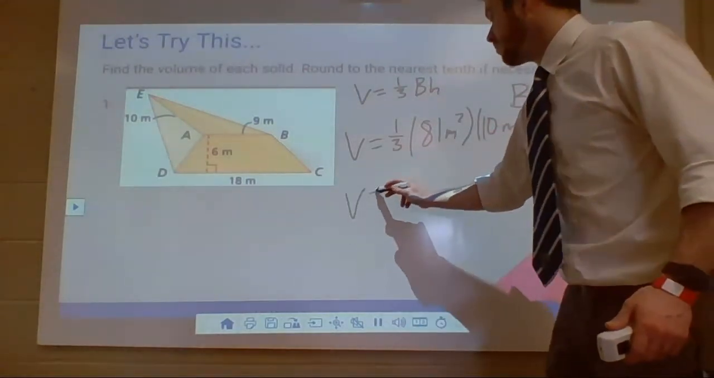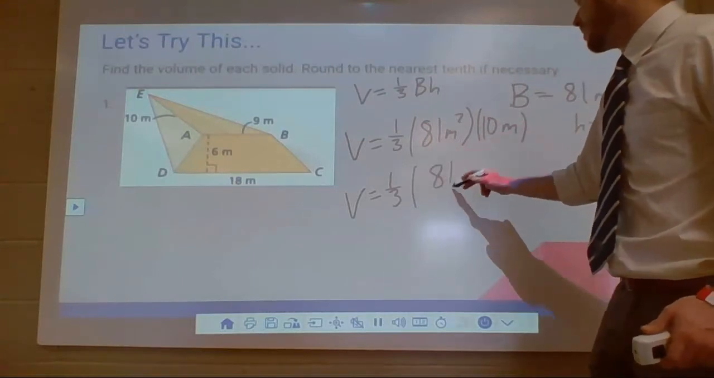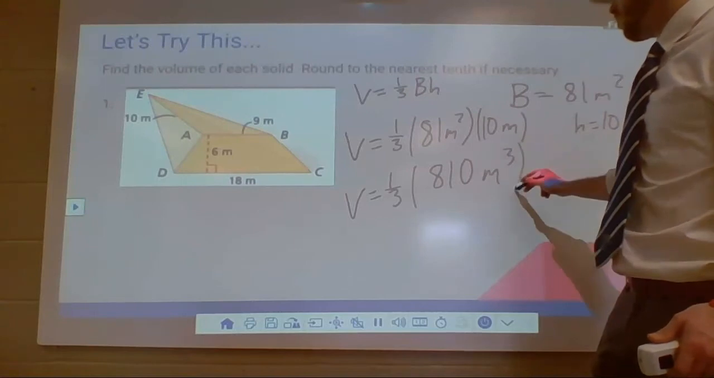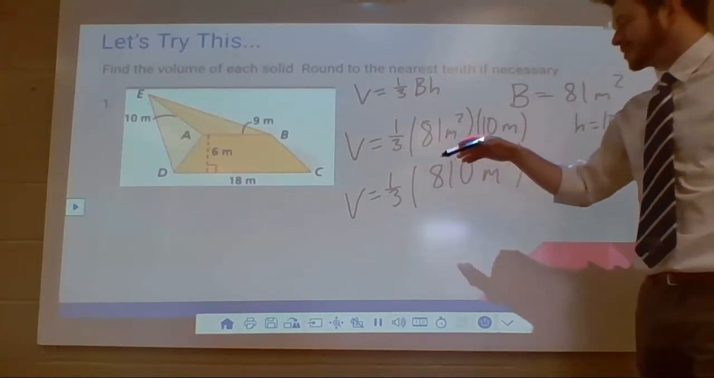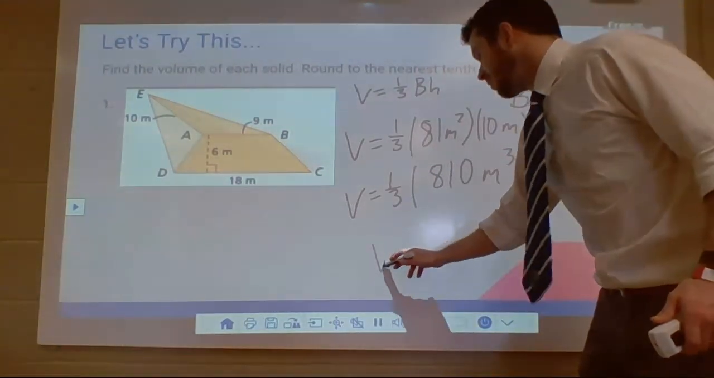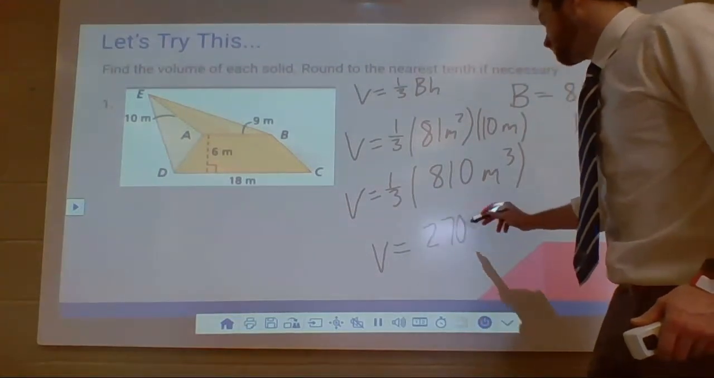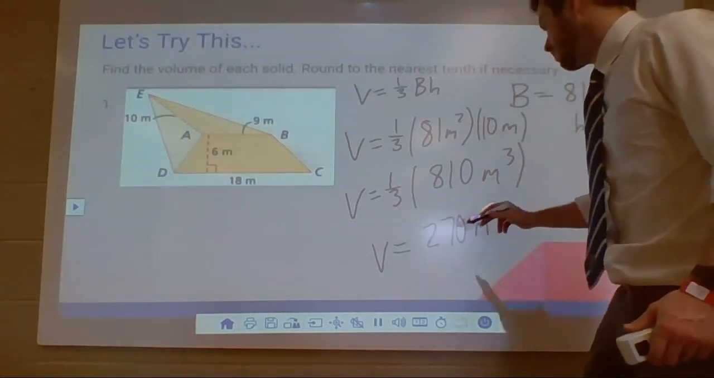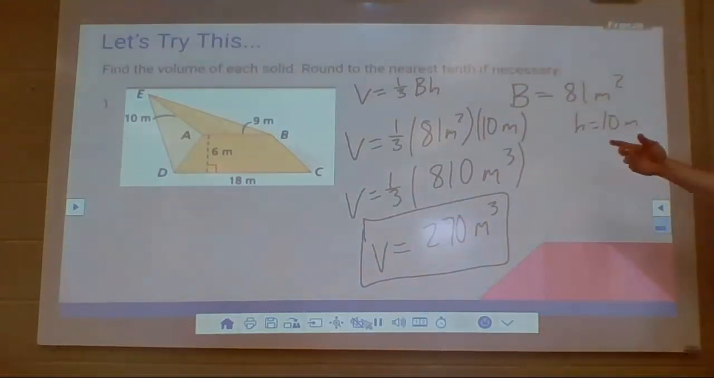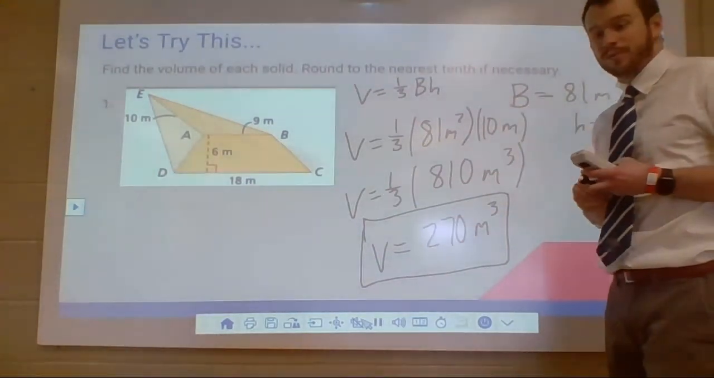So we're going to get volume equals 1/3 times 81 times 10 is 810. Meters squared times meters is meters cubed. 1/3 of 810. Remember, we can say 810 divided by 3. Divide 810 by 3, you'll get 270 meters cubed. All right, so that's the volume of that trapezoidal pyramid.